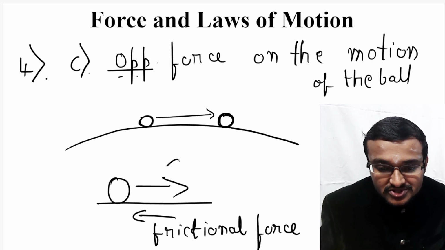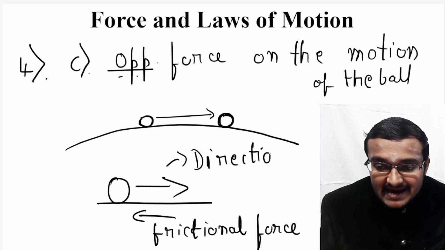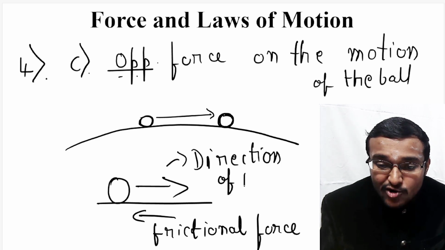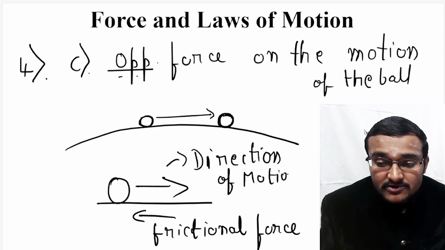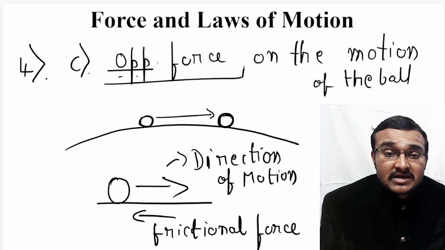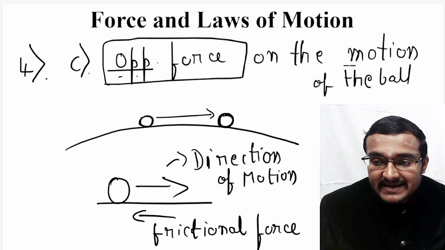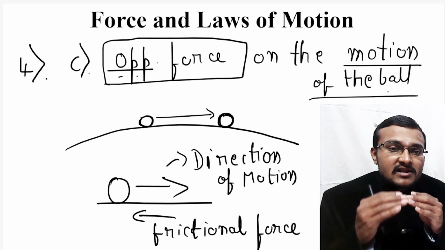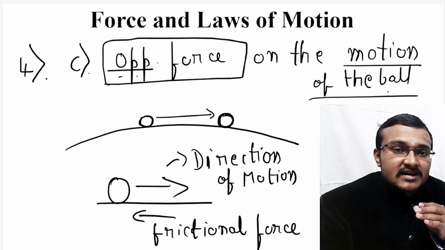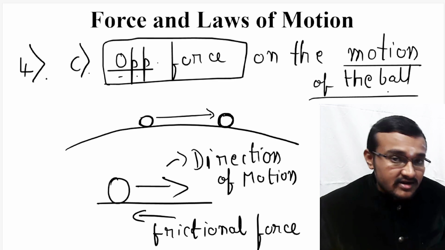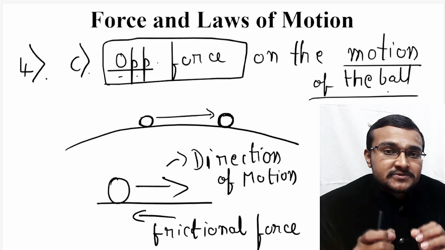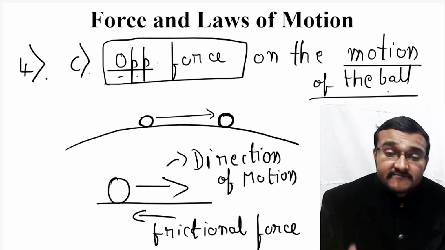So this is the direction of motion, and this frictional force is acting opposite to this particular direction of motion. Because of this opposite force on the direction of motion of the ball, this ball, after traveling a certain distance, comes to rest on the ground. So that's why option C is correct for this particular fourth question.